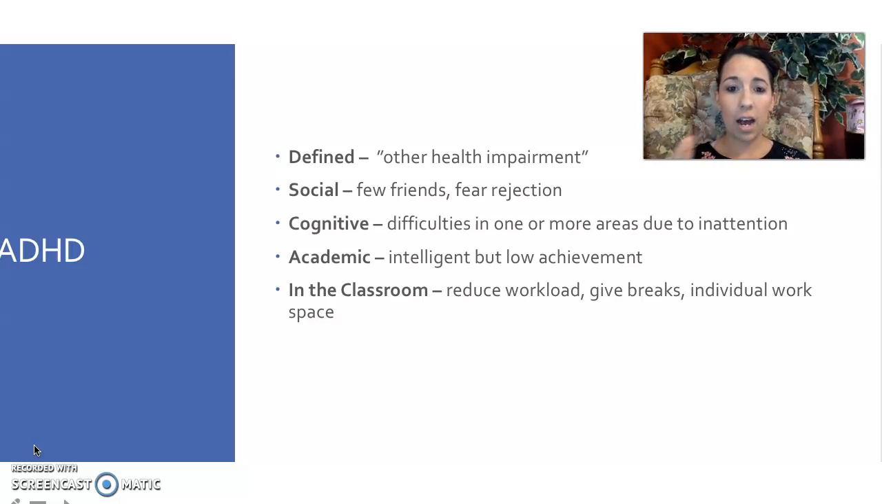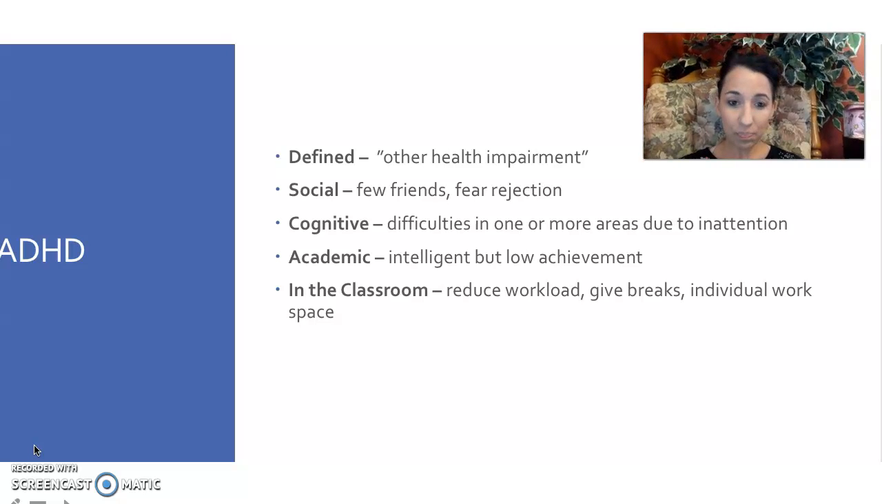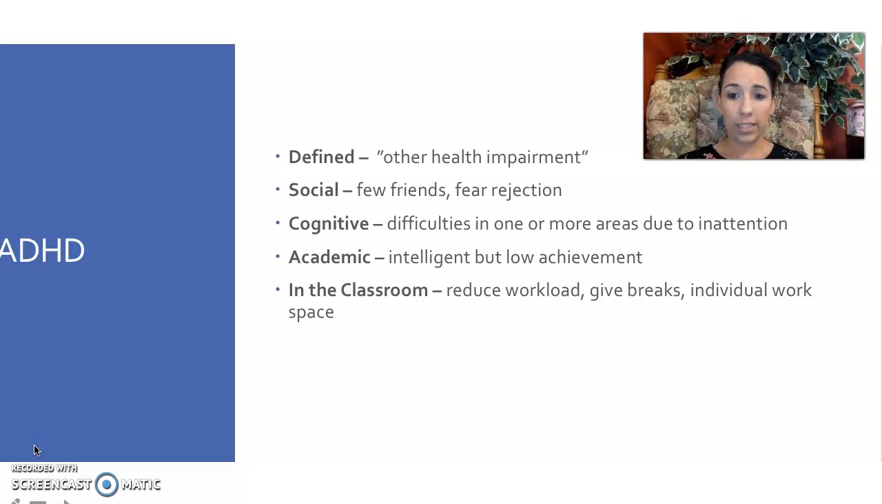ADHD is defined as an other health impairment. They have limited strength or alertness to environmental stimuli that results in limited alertness with respect to the educational environment. Socially, they'll have a few close friends, not many. They don't know how to regulate and express positive or negative emotions. They face peer rejection. Cognitively, they'll have difficulties in one or more curriculum areas. They are structured differently in the brain with anatomy, functioning, and neurochemical factors.